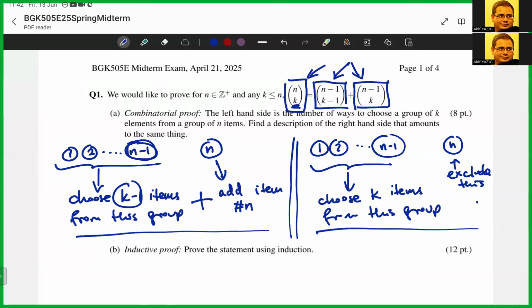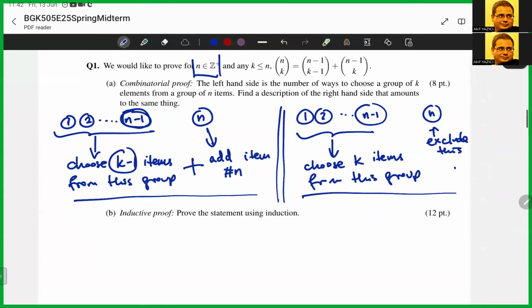Right, so that's part A. Let's move on to part B. Here we want an inductive proof. Prove the statement using induction. So that's the statement here: for k less than or equal to n, n choose k is equal to n minus 1 choose k minus 1 plus n minus 1 choose k. Now here, n is in the set of positive integers.